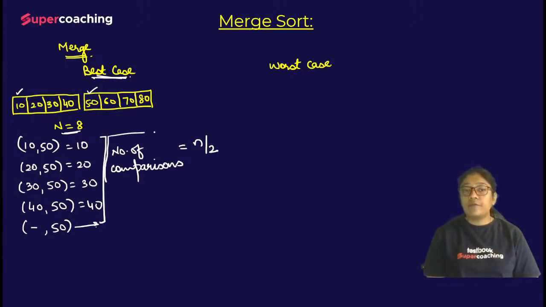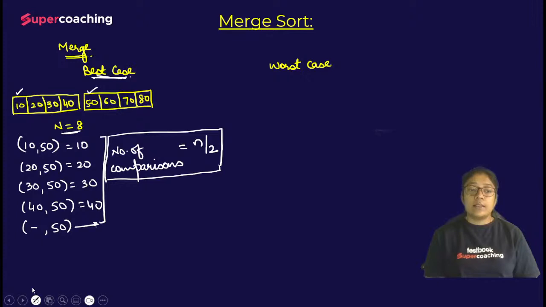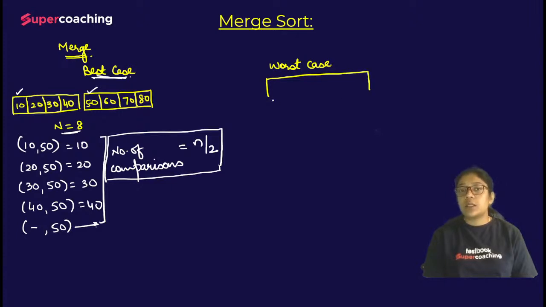Now similarly, we'll find out the number of comparisons for the worst case. In the worst case, I'm taking an example. What will happen in the worst case? One element comes from the first list, the next element comes from the second list, so consider an example accordingly. Let us assume that the list is 10, 20, 30, 40. Elements are sorted within the list.